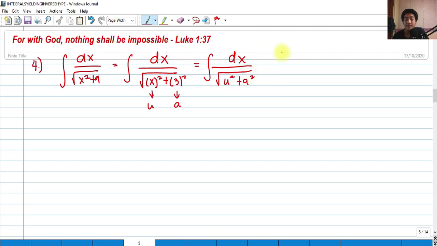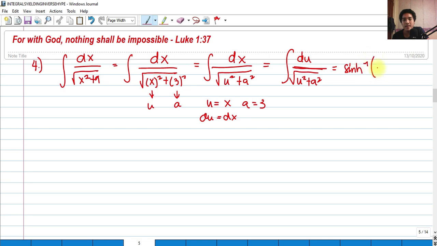So this is again inverse hyperbolic sine. Our u here is x, our du is equivalent to dx only, and our a would be 3. So what we are going to do is simply substitute it with du: the integral of du all over the square root of u squared plus a squared. So this is again the inverse hyperbolic sine of u over a plus c.